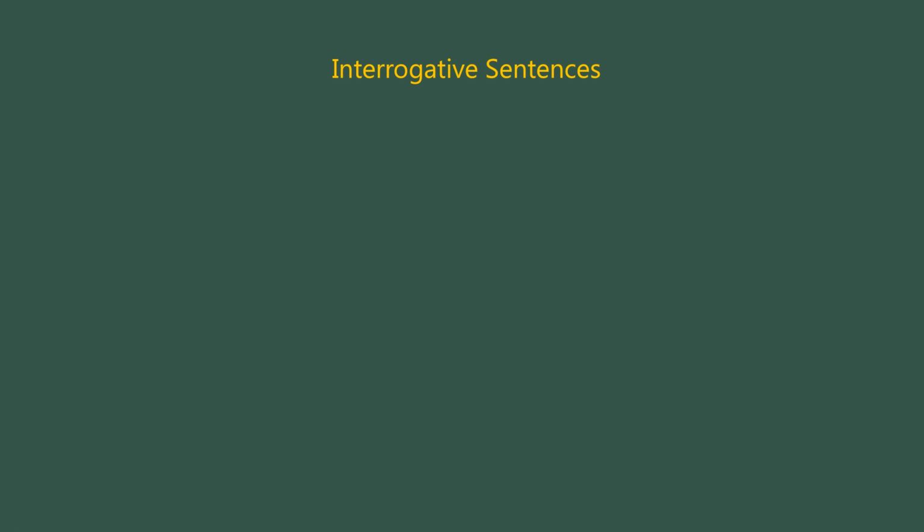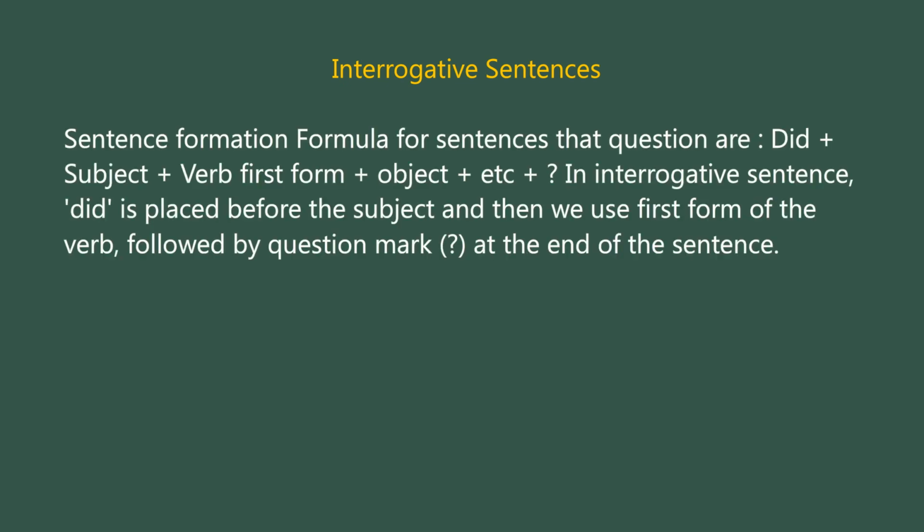Interrogative sentences. The sentence formation formula for questions is did plus subject plus verb first form plus object plus etc. plus question mark. In an interrogative sentence, did is placed before the subject and then we use the first form of the verb, followed by a question mark at the end of the sentence. Like, did they see the museum?